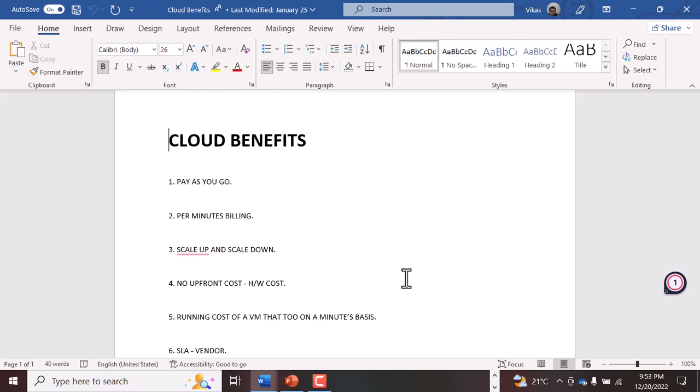Next is per minute billing. So I subscribe to a service for 1 month, I pay for a month of billing. Normally it's per minute billing. And if I stop and I'm not using that service, I'm not going to pay for it. If I use it for 10 minutes, I'll just pay for 10 minutes. That's called per minute billing.